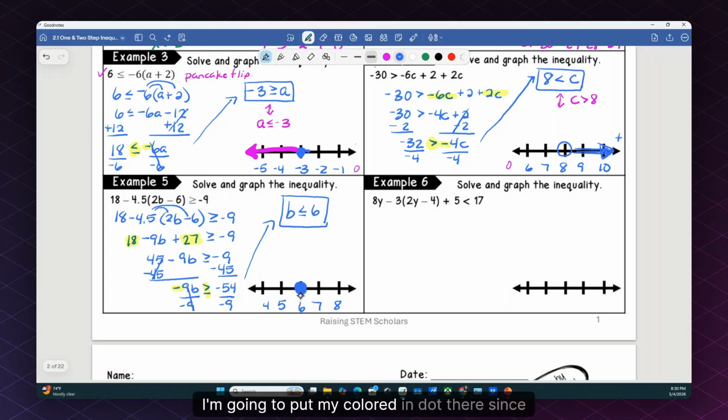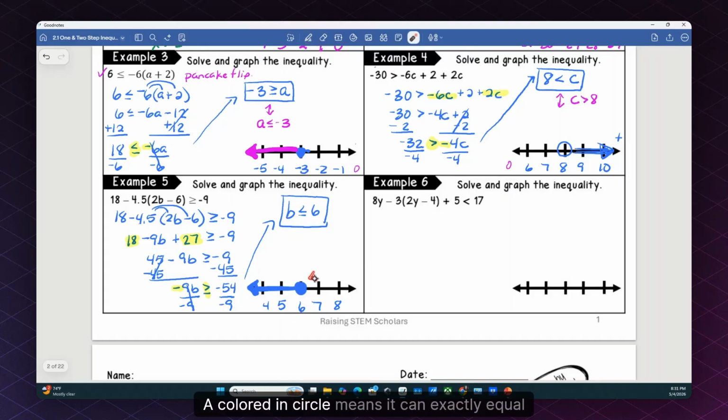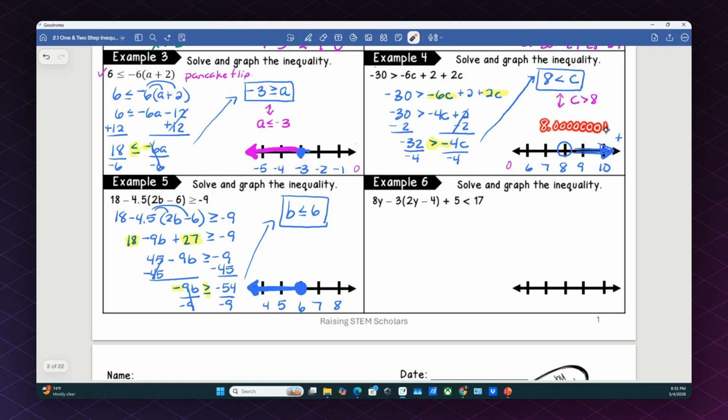So I'm going to put my colored in dot there since it's got the equal sign, and I'm going to shade it to where b is less than, because that's what it's saying: b is less than or equal to 6. Okay. Let me just take a second to point out a difference here. A colored in circle means it can exactly equal 6, but if we look at this, it cannot exactly equal 8. It can equal 8.000001, so it could be almost 8, but it cannot equal 8 exactly. When it's colored in, it means that it can equal that number exactly.